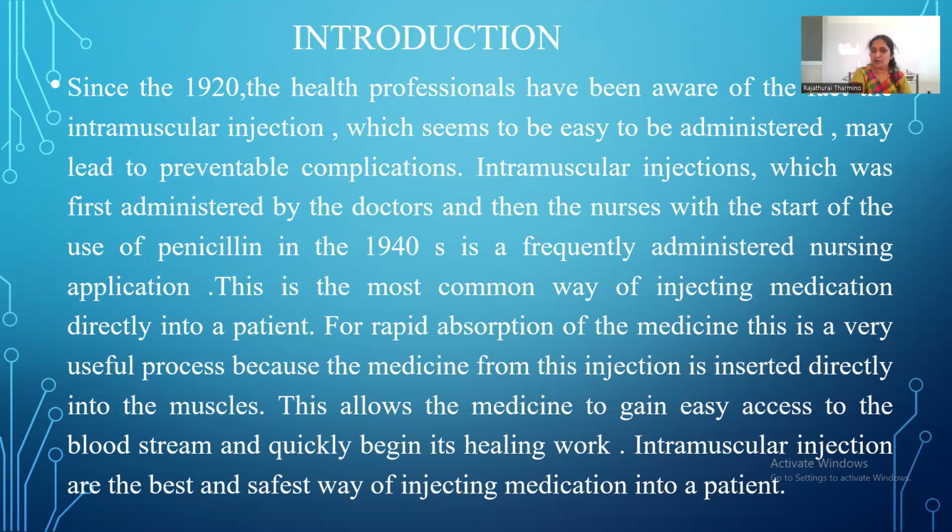This is the most common way of injecting medication directly into a patient's muscle. For rapid absorption of the medicine, this is a very useful process because the medicine from this injection is inserted directly into the muscles. This allows the medicine to gain easy access to the bloodstream and quickly begin its healing work. Intramuscular injections are the best and safest way of injecting medicine into a patient.